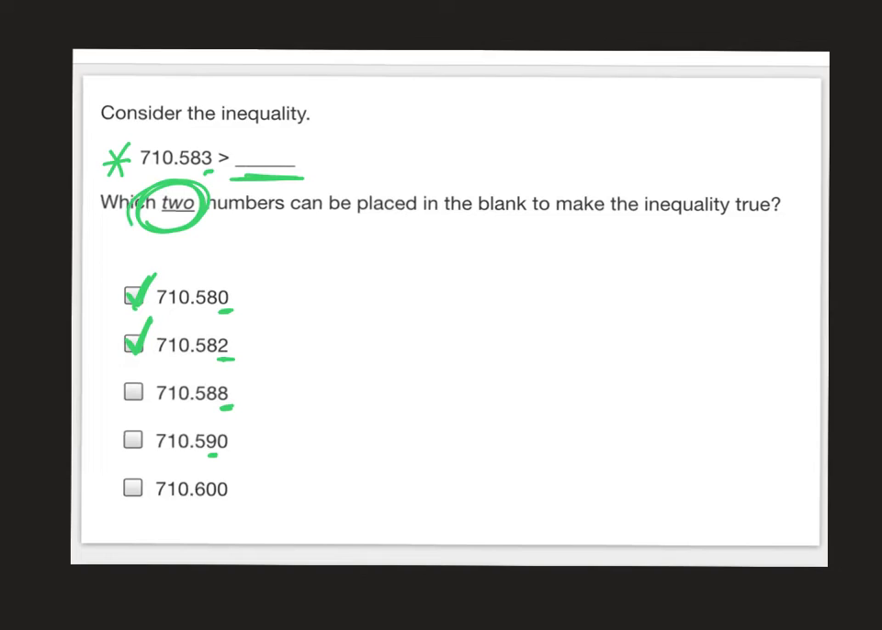This one, I could compare the hundredths place, and the 8 and the 9, which would say that actually this answer choice is greater than the given number, so it's definitely not true. Same thing here, the tenths place is greater than the given number. So none of those last 3 would be your answers. The first 2 are definitely your answer.